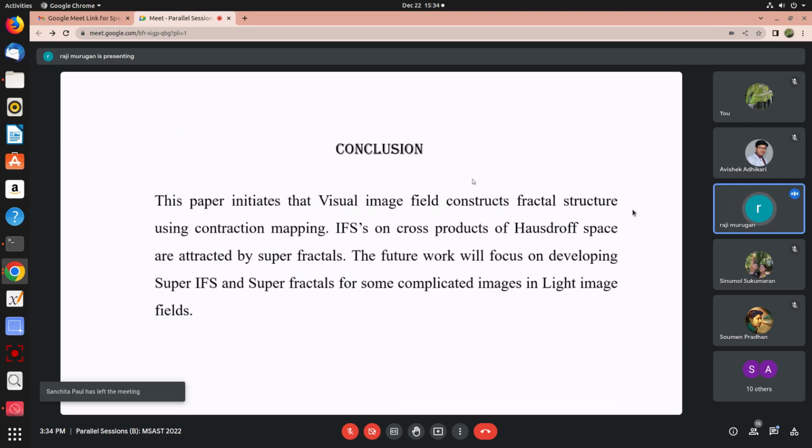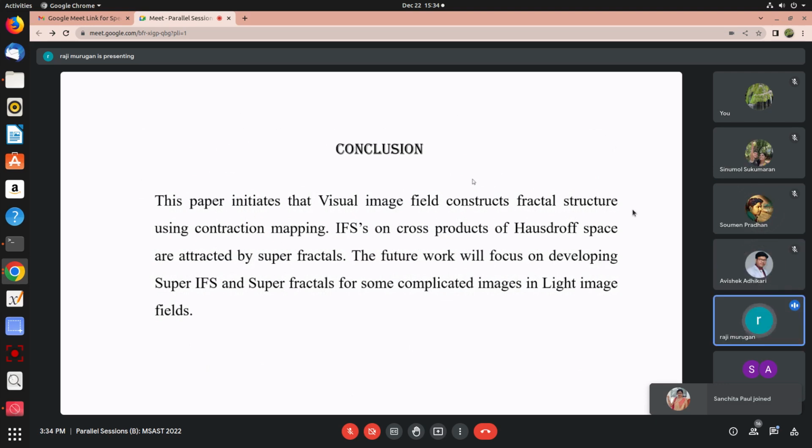Conclusion: this paper initiates the visual image field and constructs the fractal structure using contraction mapping. Iterated function systems on the cross product of Hausdorff spaces are attracted by superfractals. The future work will focus on developing super iterated function systems and superfractals for some complicated images in light image fields.